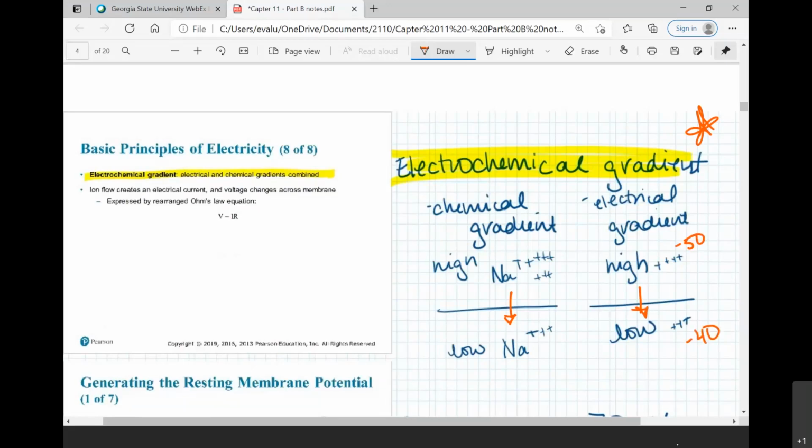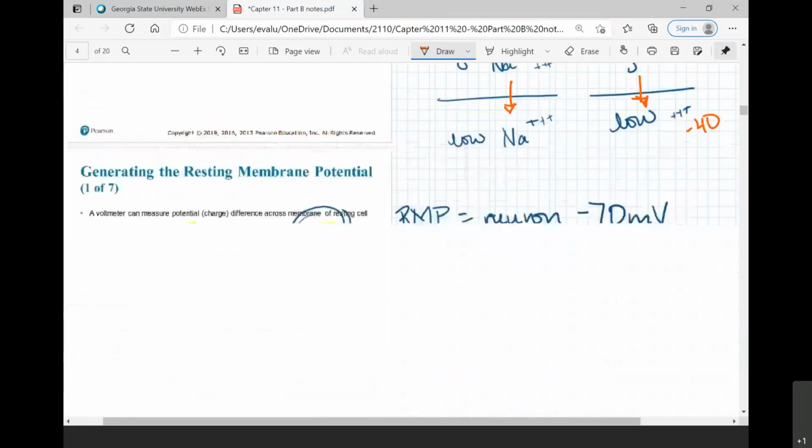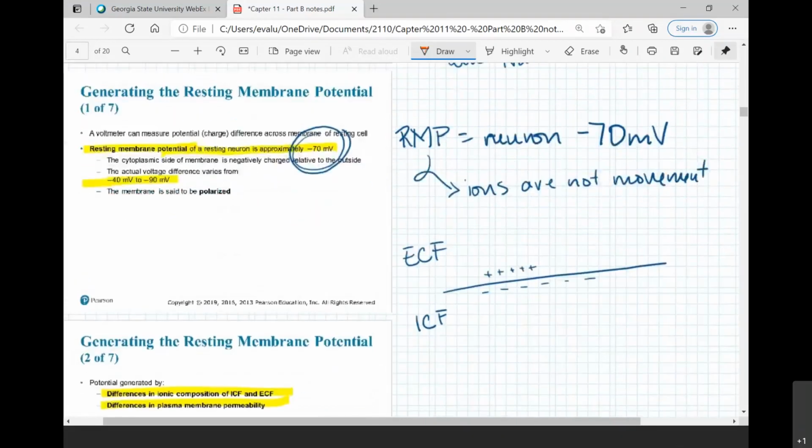So think about it that way. It doesn't have to be necessarily to a lower number. It's in relation to 0 on the number line. Okay, when we're generating and looking at the resting membrane potential, again, RMP is a number that is telling us what the voltage across that plasma membrane is.